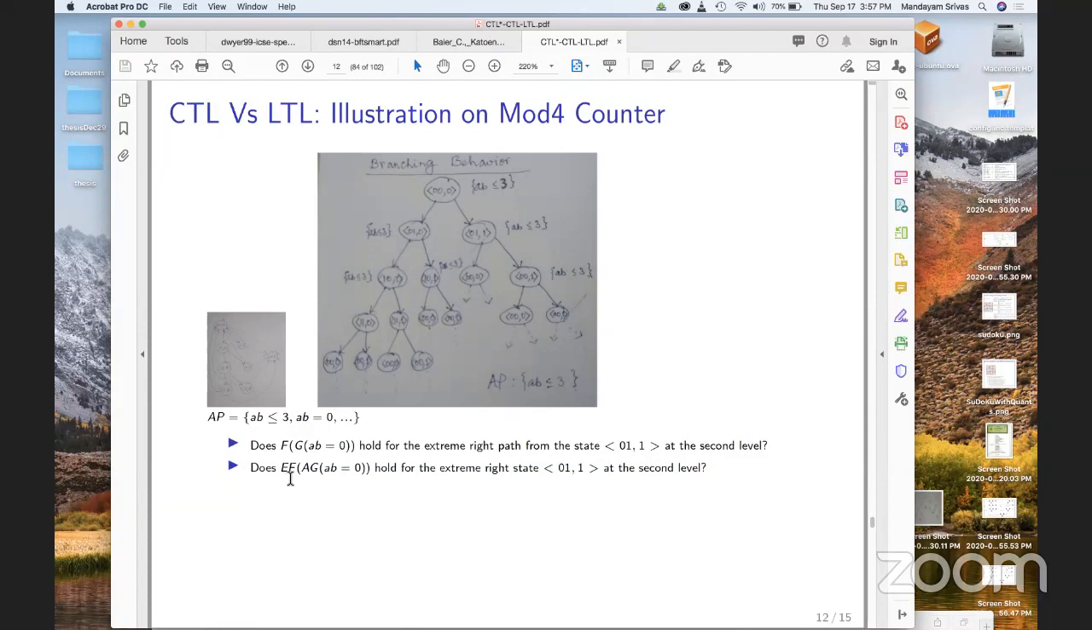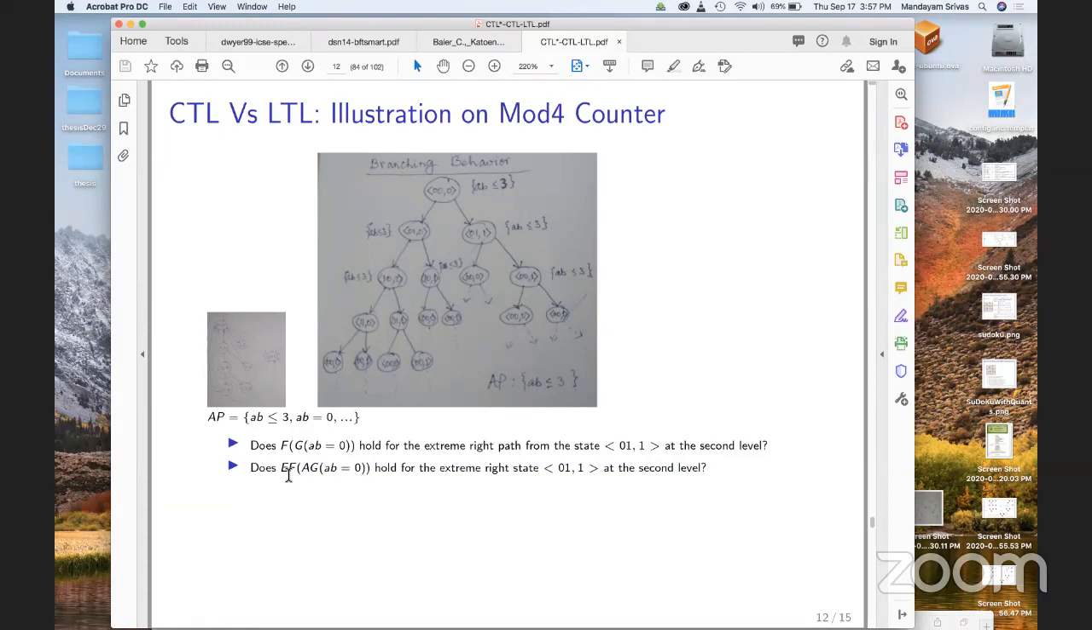If you try all kinds of path quantifiers, you'll see that you will not be able to. Certainly, you would think that maybe EF of AG of AB equals 0 should hold, with a path existing from this state. And you would hope that putting an AG here would make this particular path satisfy that, but that is not true.